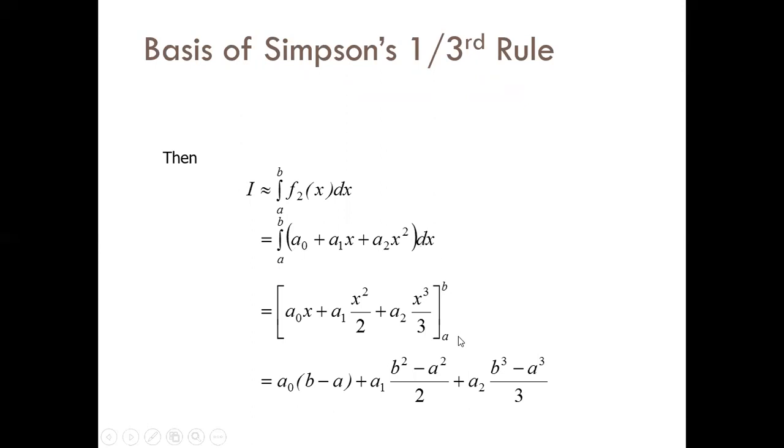Then find the integration: a0 into x plus a1 x square divided by 2. The integration of x is x square by 2, and the integration of x square is x cube by 3. Then a0 x plus a1 x square by 2 plus a2 x cube by 3, from a to b, upper limit minus lower limit. Put the value of x: a0 into b minus a plus a1 into b square minus a square divided by 2 plus a2 into b cube minus a cube divided by 3.